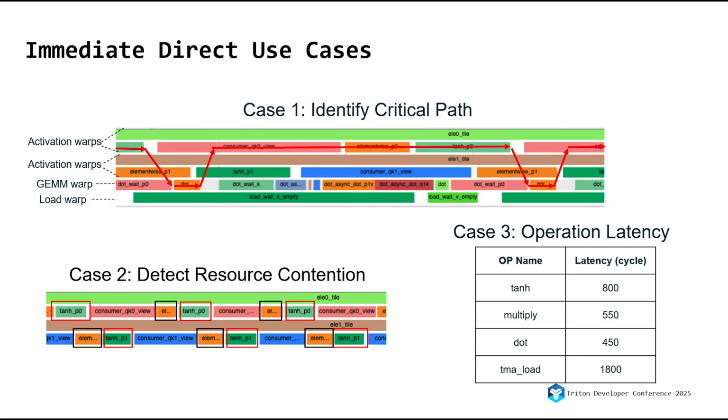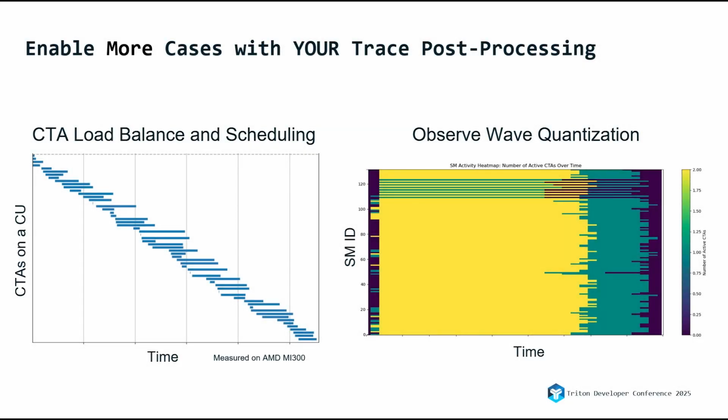Also, you can use it to measure operator latency. For those critical operator latencies, you can get a hint about how to partition your kernel and schedule the computation in your kernel. If you are willing to post-process the trace, you can even check load balancing issues in your kernel and observe the thread block scheduler behavior. Or you can see the wave quantization issue, by comparing the occupancy across time and SMID.